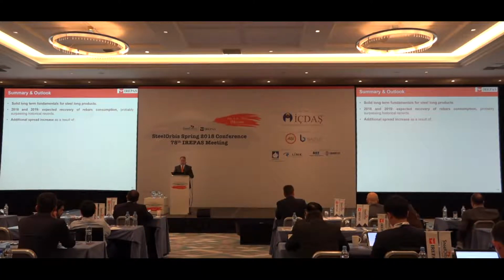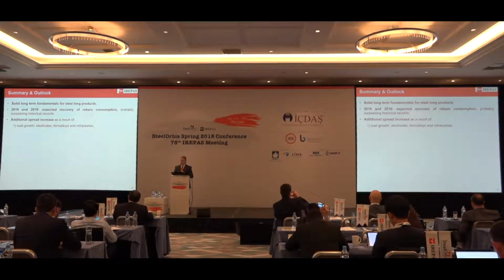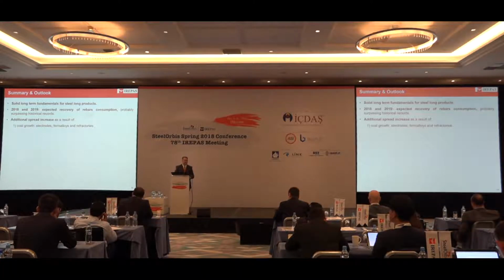Be ready to assume additional spread increase as a result of cost growth in electrodes, ferroalloys, and refractories. It's true that today the concern that the mills will stop due to lack of electrodes is not so big like it was some months ago, but it's also true that we have to pay the cost. The costs remain very high for electrodes. We will see in the next presentation if this cost will decrease in the coming years, but for the time being, you can believe that we are paying around $30 more than we have been in the past due to electrodes, ferroalloys, and refractories.